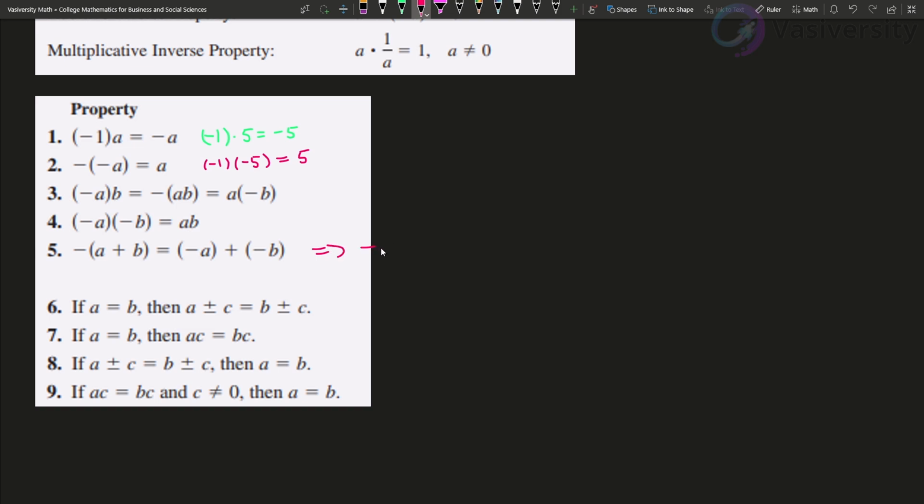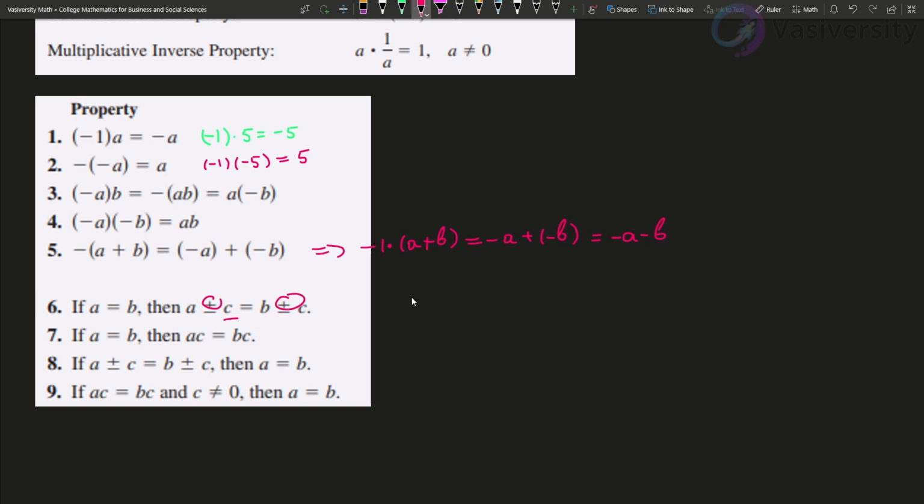We can think of it essentially as negative 1 times (a plus b). And if we apply the distributive property, we're going to get negative a plus negative b, right? But negative is always the dominant one, so we're going to have negative a minus b. Okay, if a is equal to b, then we can add and subtract a number c. If we are adding a number to a, we must add the number to b.